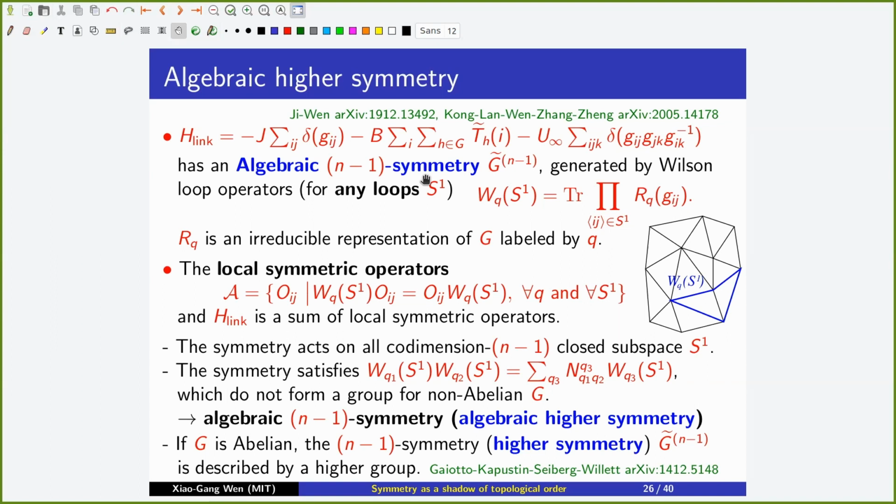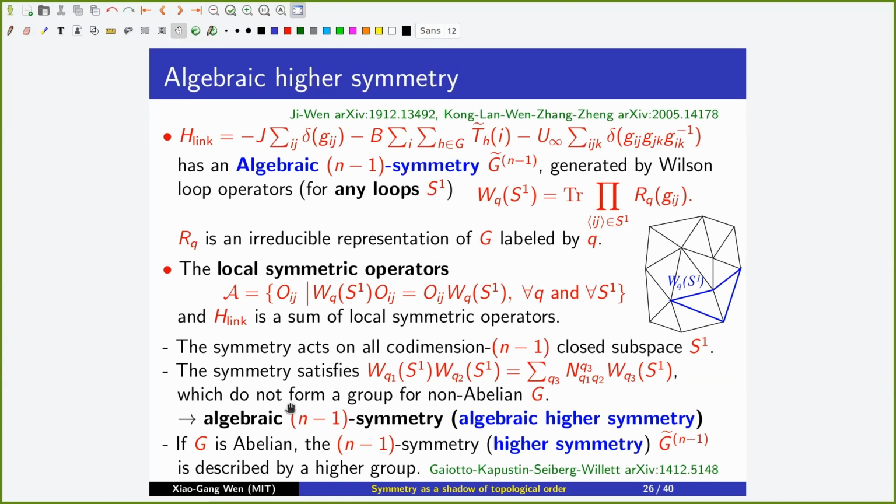So this operator is kind of funny. Usually a symmetry acts on every site, but this symmetry only acts on a loop. No matter how high the spatial dimension, this operator always acts on a loop. So this is called the (n-1) symmetry, because for a loop in n-dimensional space, the loop has n-1 codimension. So the level of symmetry is measured by the codimension of a symmetry transformation. Therefore, this Wilson loop operator basically generates this algebraic higher symmetry.